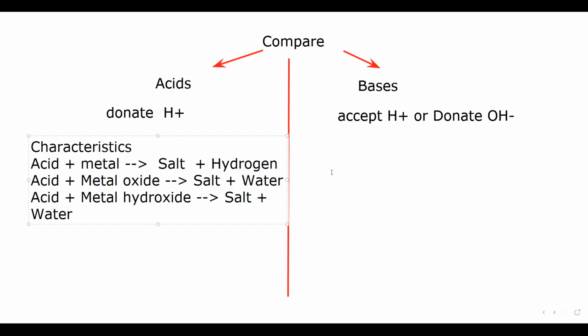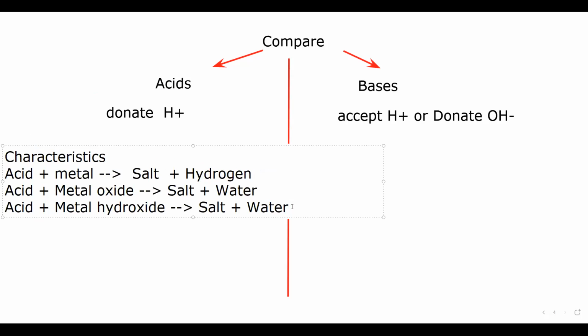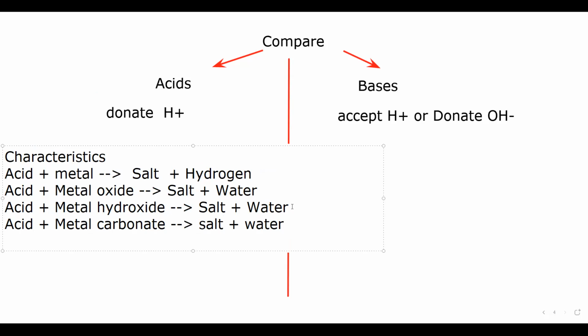And the last characteristic, when acid is reacting with metal carbonate, this will result in a formation of salt, water, and there's another product which is carbon dioxide. So these are the products which are formed when acid is reacting with these substances.